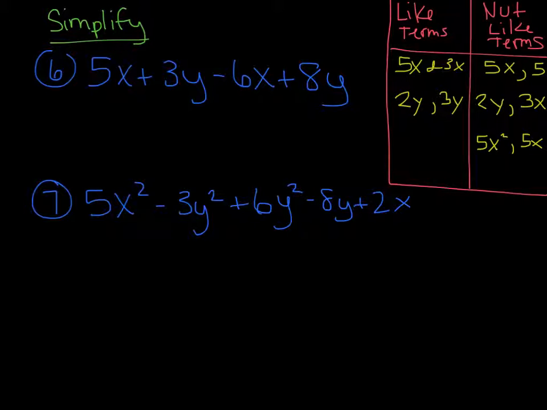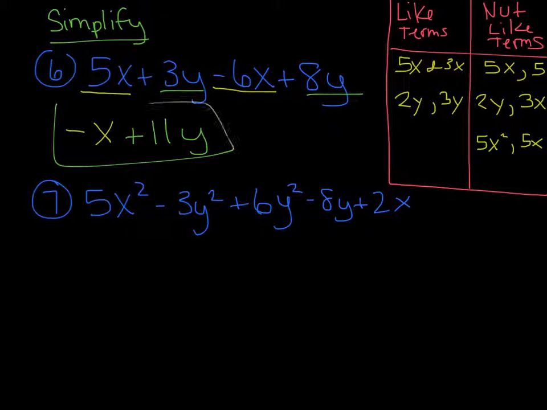So in this case, I am going to simplify my top expression in number 6 by putting together the 5x and the -6x. It's important to remember that the negative goes with the 6, by the way, not with the 3y. So you put those together, you do 5 minus 6, and that gives you -1x, or just -x. Same thing for the 3y and 8y, you're going to add those together. That gives you plus 11y. So this is your final answer.